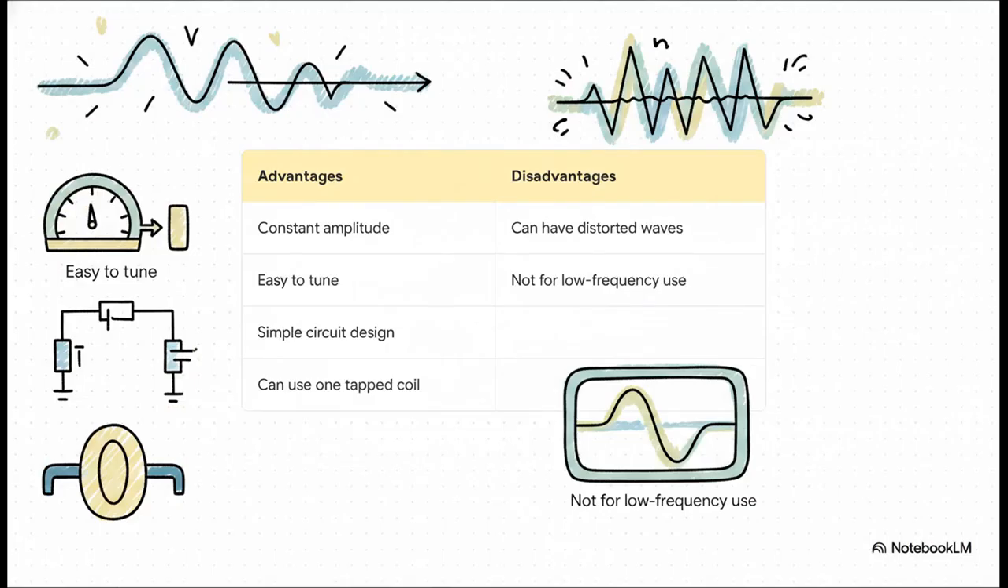Now, of course, like any great design, it has its pros and cons. The big advantage is, well, it creates a wave with a really nice, constant amplitude. It's super easy to tune, the circuit itself is very simple, and you can even use a single coil that has a tap on it. But it's not perfect. It can sometimes create some unwanted distortions, we call them harmonics, and it's not really the best choice if you need to generate very low frequencies.